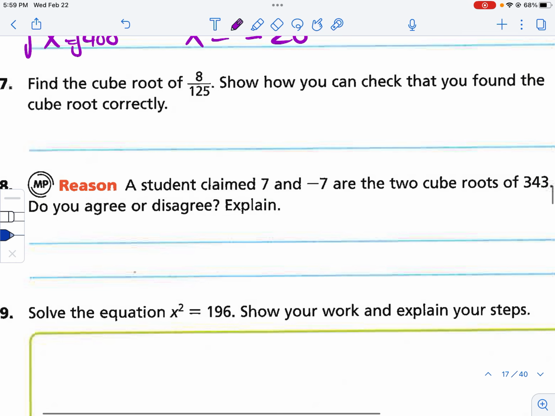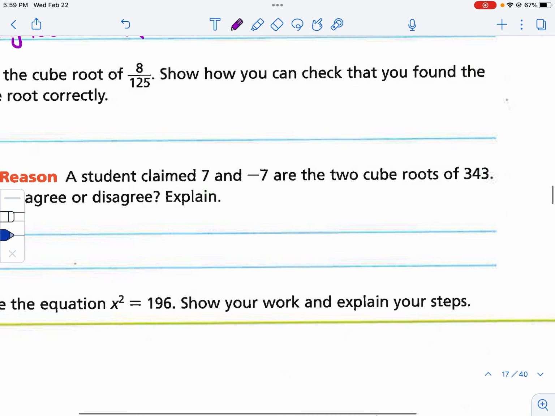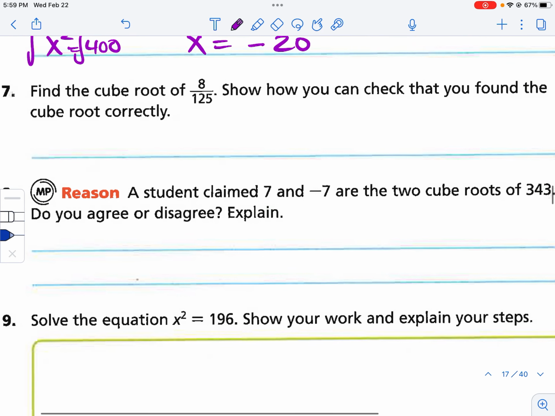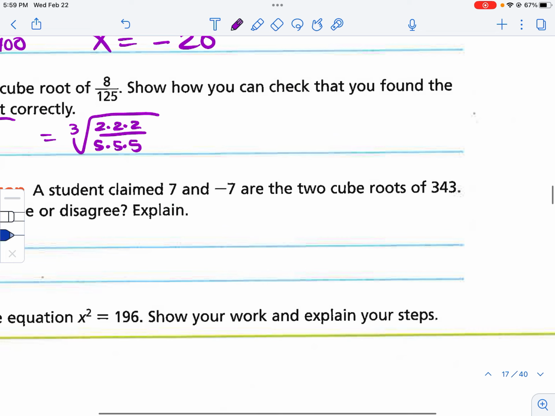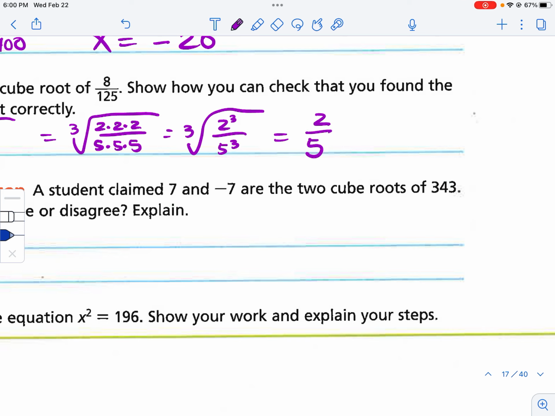Find the cubed root of 8 over 125. Show how you can check that you found the right answer. So the cubed root of 8 over 125 equals the cubed root of 2 times 2 times 2 over 5 times 5 times 5. So that means this is the cubed root of 2 to the third power over 5 to the third power. So that would get us 2 over 5.